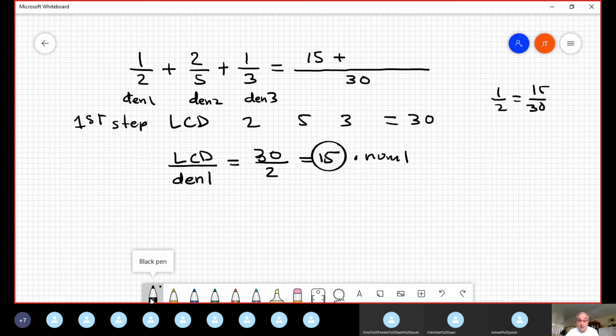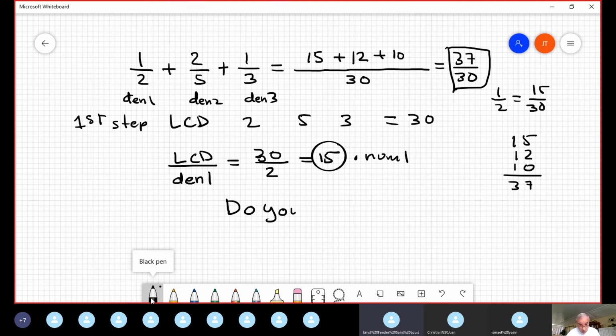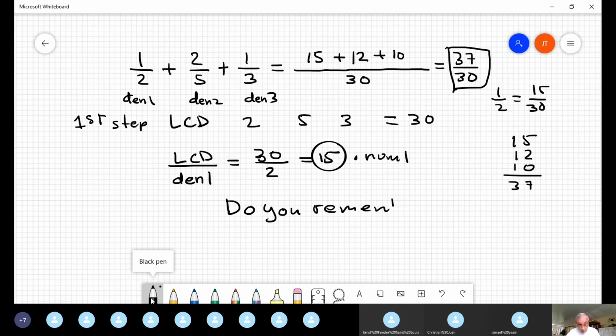Likewise, you divide 30 by the second denominator. 30 divided by 5 is 6, and 6 times 2 is 12. Finally, 30 divided by 3 is 10, times 1 is 10. Finally, you add 15 plus 12 plus 10, which is 37. The answer is 37 over 30, an improper fraction. You can't simplify because 37 is a prime number. Do you remember this? Yeah, completely. Okay, very well.